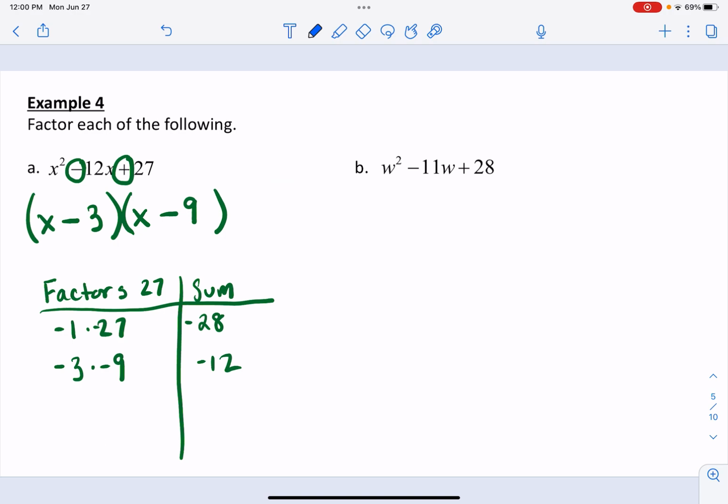Okay, so here, next we have w. So same thing. Two things that multiply to be a positive, but add to be a negative, they both have to be negative.